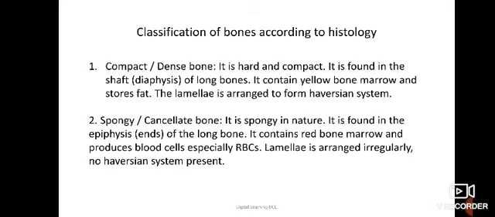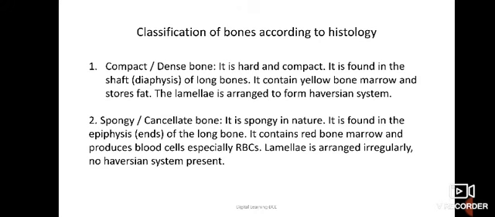Spongy or cancellate bone is spongy in nature. It is found in the epiphysis, the ends of the long bone. It contains red bone marrow and produces blood cells, especially RBCs. Lamellae are arranged irregularly. No Haversian system is present here.